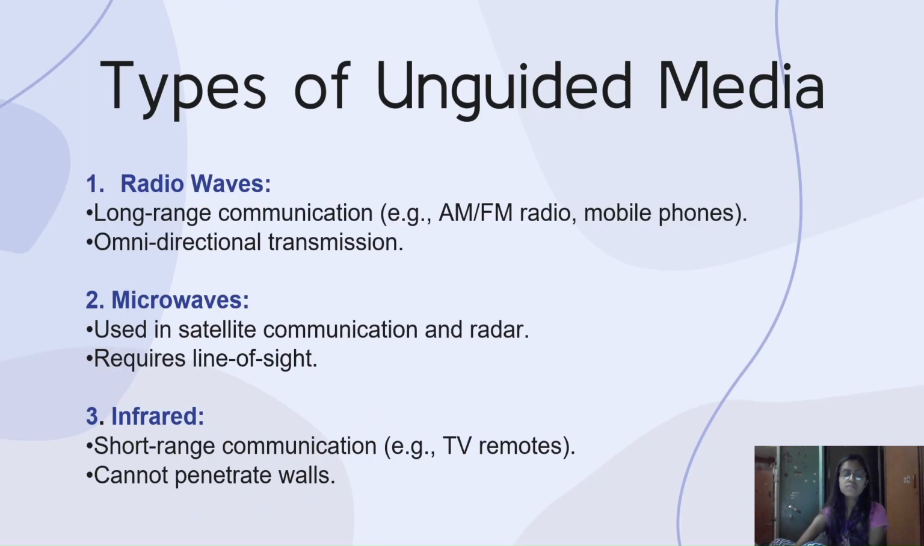So the three types of unguided media as told earlier are radio waves, microwaves, and infrared waves, wherein the radio waves are long range communication for FM radio and mobile phones, which is omnidirectional transmission. Then we have microwaves. These microwaves are used in satellite communication and radar. It is also required for line of sight.